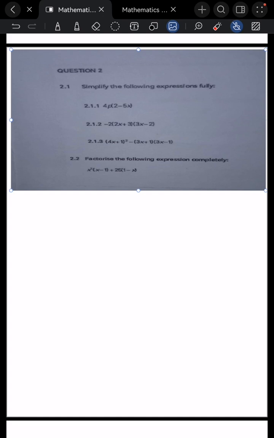All right. Question number 2. We have to simplify the following expressions fully. We have 2.1, 2.1.1. It's 4p(2 minus 5x). To simplify it fully, it's going to be 8p minus 20px.